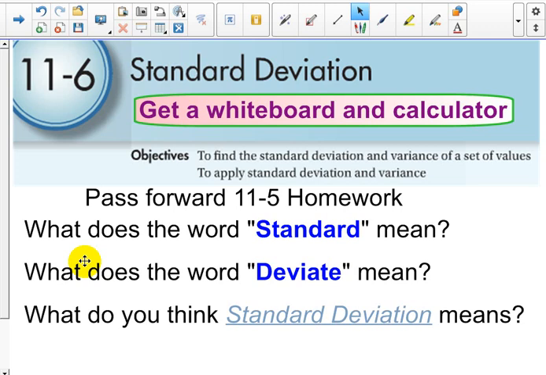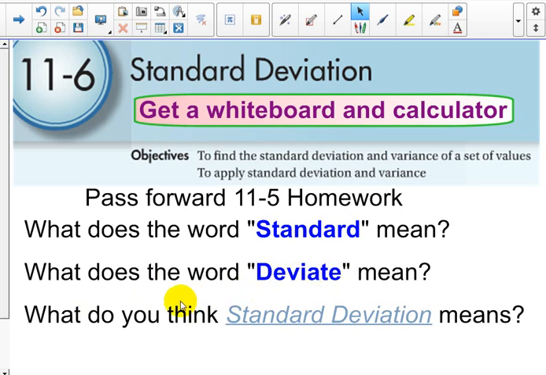So your standard grade might be your average grade, right? Or you just have different standards of behavior, right? So you can use standard in a lot of ways. Okay, but we're going to apply it mathematically today.